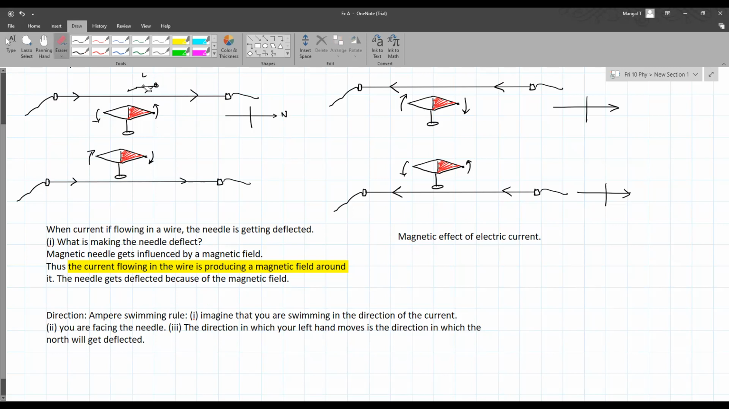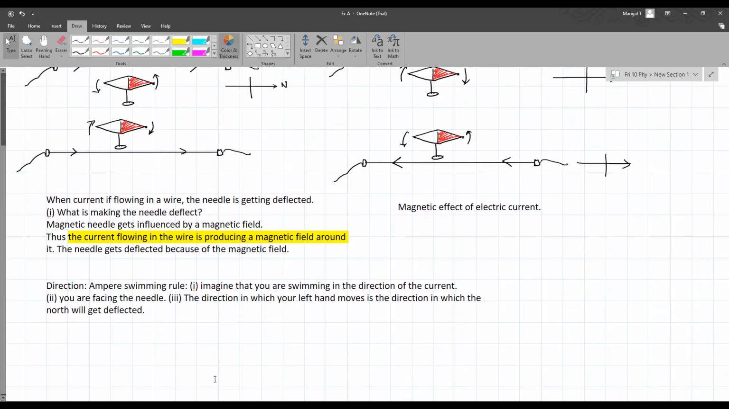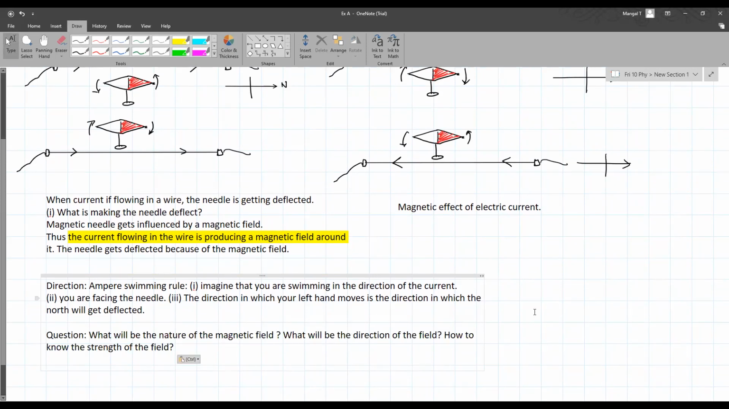So when the needle is placed above the wire, you have to swim facing upwards. You have to face up. That's the way you do backstroke. So this is how you determine the direction of the deflection. Then comes the next important question: what is the nature of the magnetic field? What will be the direction of the magnetic field and how do we know the strength of the magnetic field? Normally students do ask how to know the nature of the magnetic field.